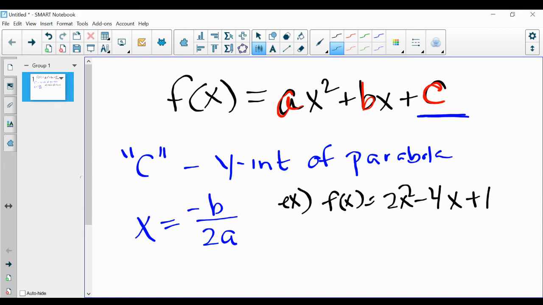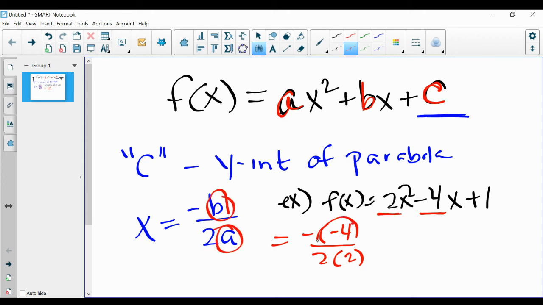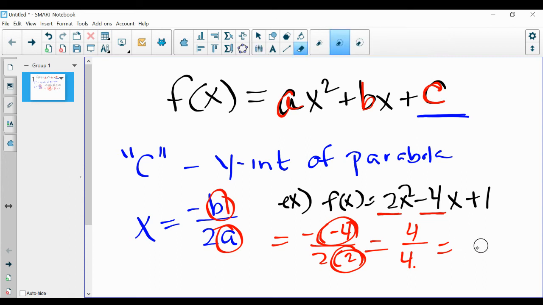Well, I know that my y-intercept is 1, but now let's see how the b and the a help us to find the axis of symmetry. Well, my b here is negative 4. My a here is a positive 2. So if I substitute that into the equation, my b is a negative 4. My a value is 2. See how I just replaced the b and the a with the negative 4 and the positive 2? Well, negative negative 4 is a positive 4, and 2 times 2 is 4. So my axis of symmetry is at x equals 4 over 4, which just reduces to 1.